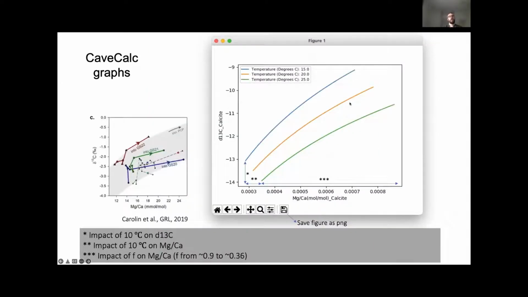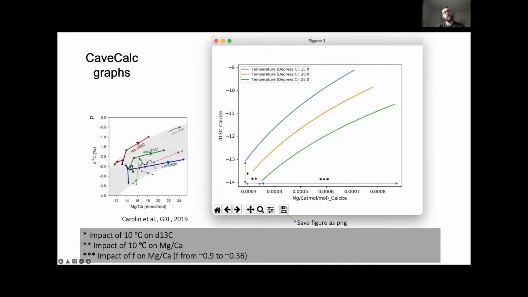Okay, and this is the output that it produced, and we can see that it's quite similar in format to what was used in the GRL 2019 paper. Essentially, these plots can be generated really, really quickly, and they can be used for understanding and analyzing and just exploring different concepts, really.